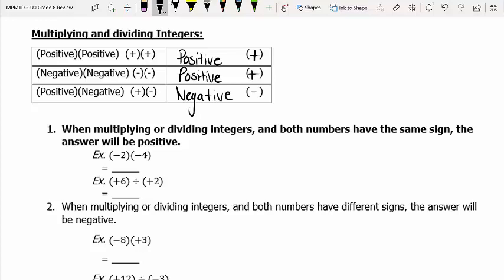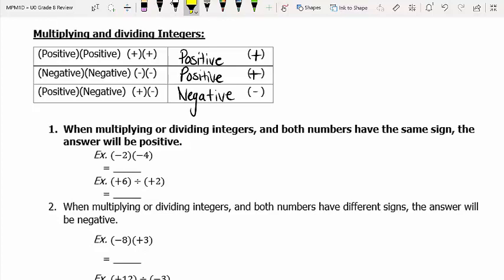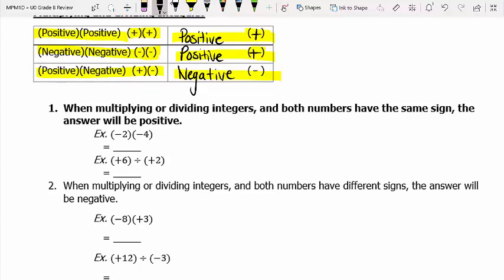So the takeaway here is that when you're multiplying or dividing integers, if they're both positive or they're both negative, so if their signs are the same, your answer is always going to be positive. As soon as you're multiplying or dividing two integers with opposite signs, so one's positive and one's negative, your final answer is negative. Okay, so let's try that out.